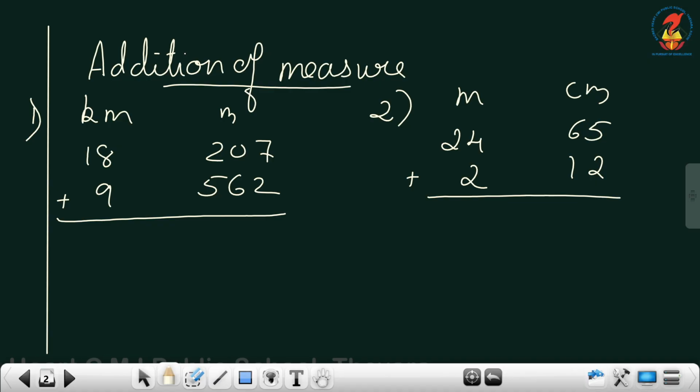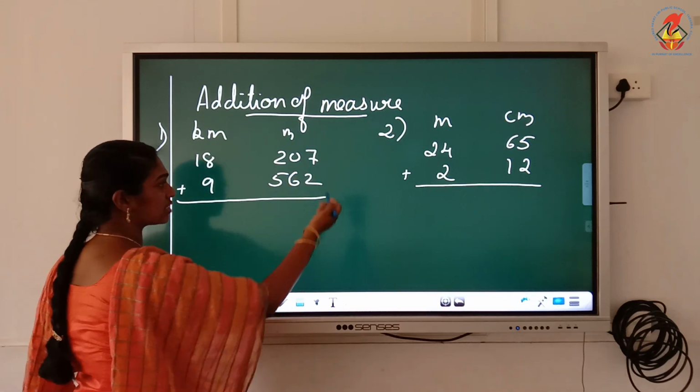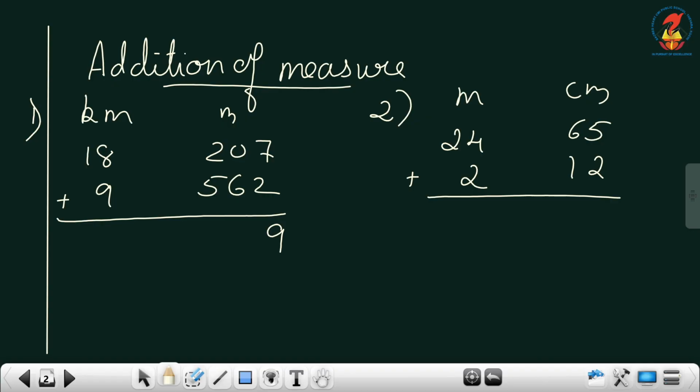First question, kilometer and meter. 18 kilometer 207 meter plus 9 kilometer 562 meter. So children, first we will add the meters. 7 plus 2 you have 9, 0 plus 6, 6, 2 plus 5 you have 7, okay, and then 18 plus 9. What is 18 plus 9?